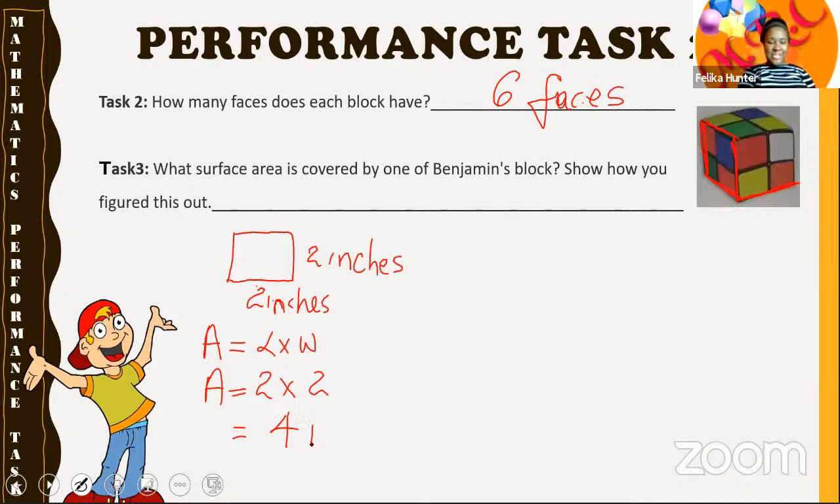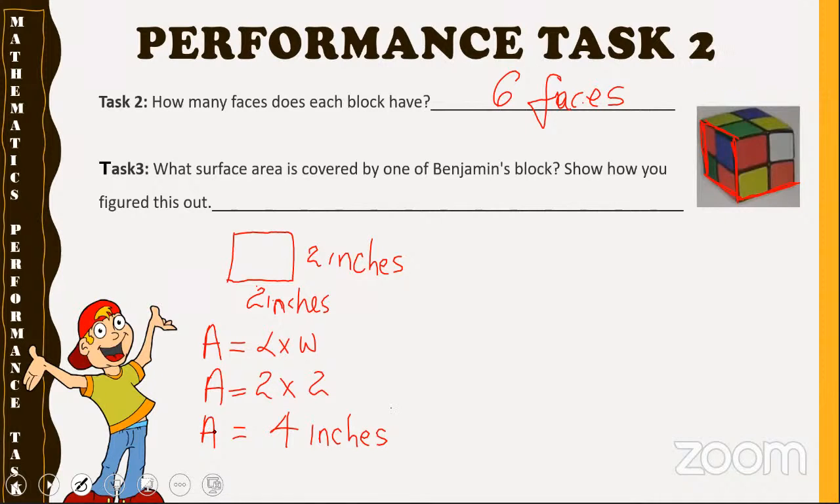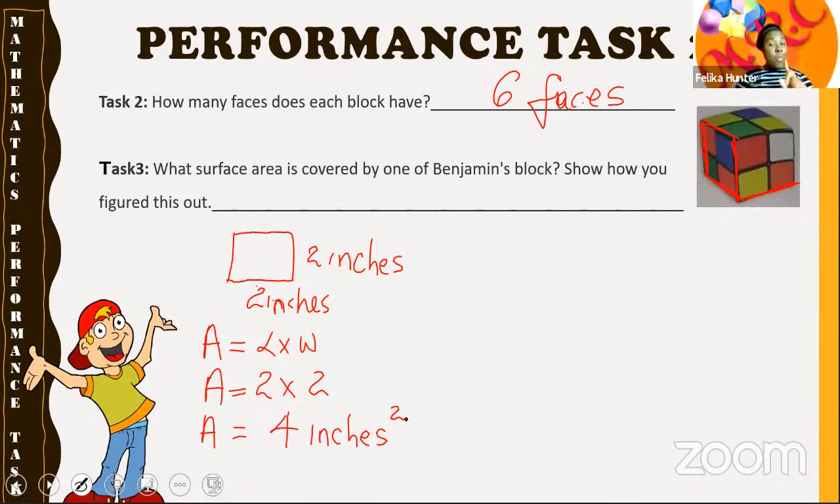Inches. Just inches? Your unit. Yes, unit. So the unit is inches. But anything comes after writing the inches? Since we're finding area? Square. Square. Well done. All right. So we find the area of one of the faces, right? And that is 4 inches square.